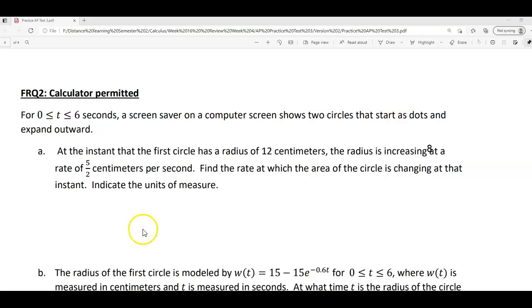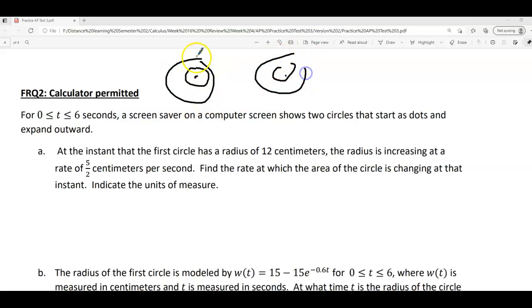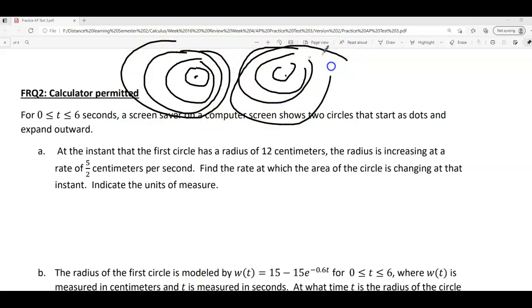Now this one is a calculator permitted FRQ, so we want to remember that. All right, let's go ahead and take a look at this. So from 0 to 6 seconds, a screensaver on a computer screen shows two circles that start out as dots and they start expanding outwards. So you kind of have to imagine they start off as dots and then they get bigger and then bigger and then bigger. They'll probably eventually cross. So that's the idea there.